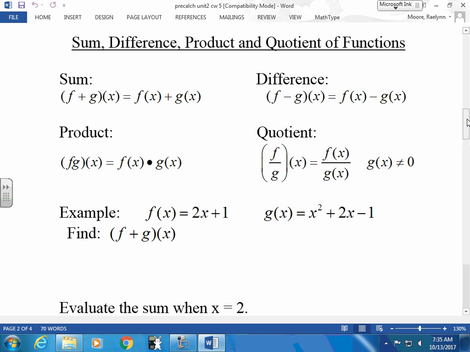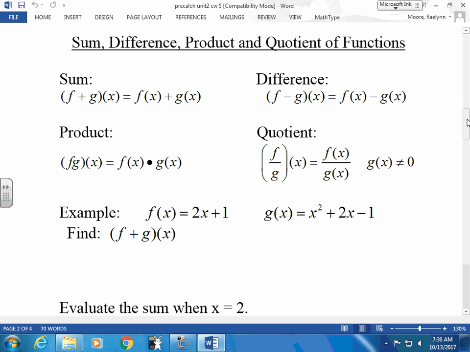Sum? Product? Quotient? I think close. Not product. Quotient. Why quotient? Because it can't be 0. Because a fraction can't be 0 in the denominator. So the fraction is the only thing that's going to give us trouble.